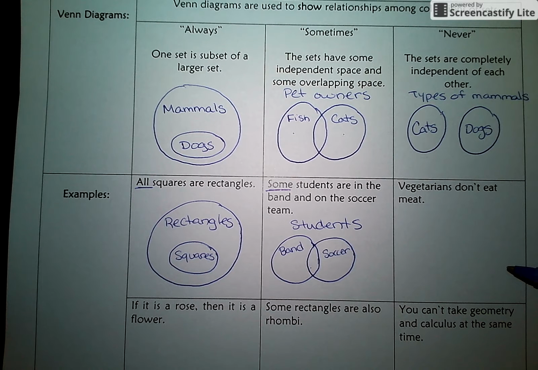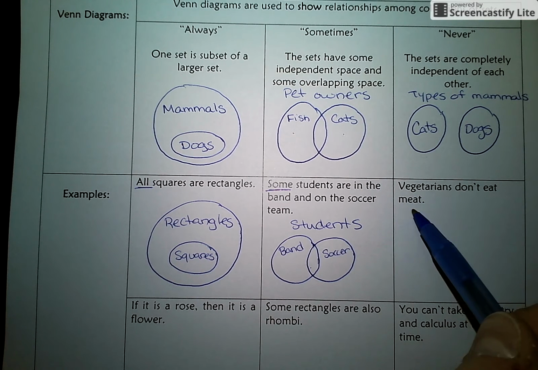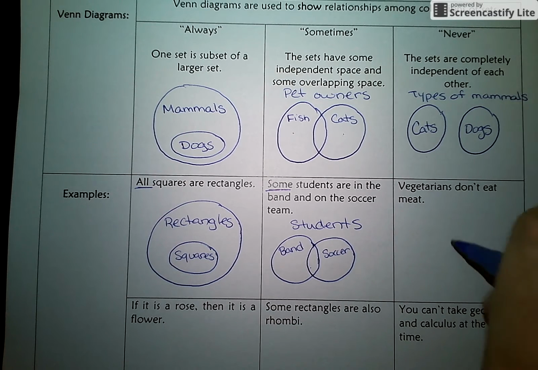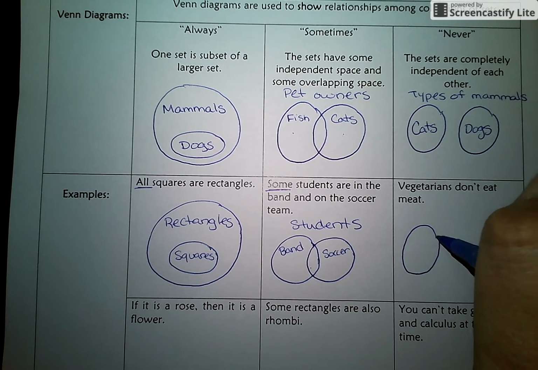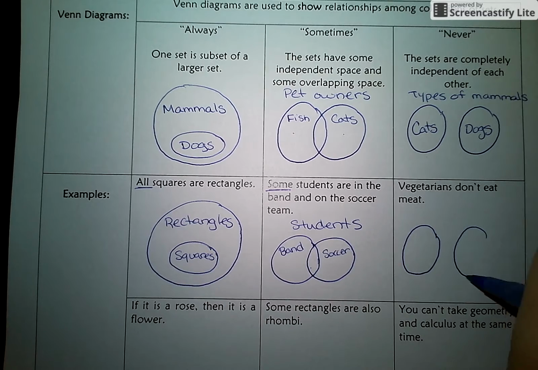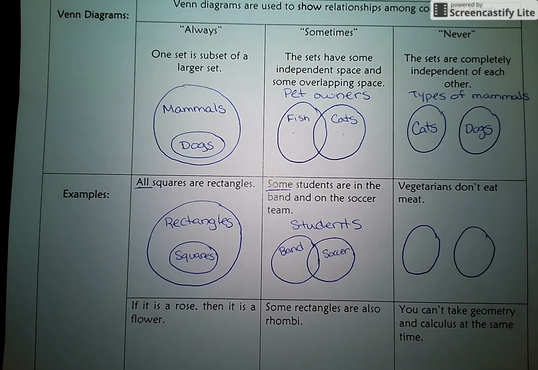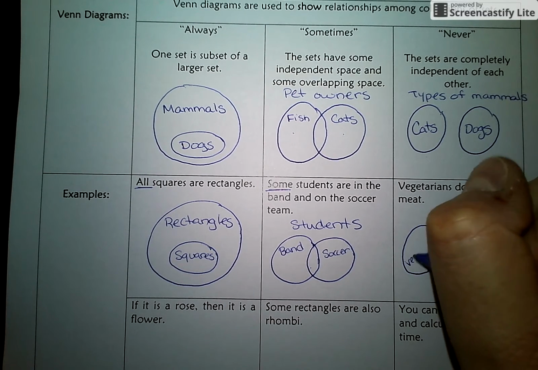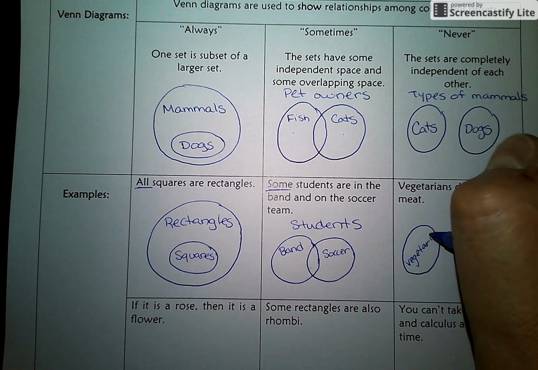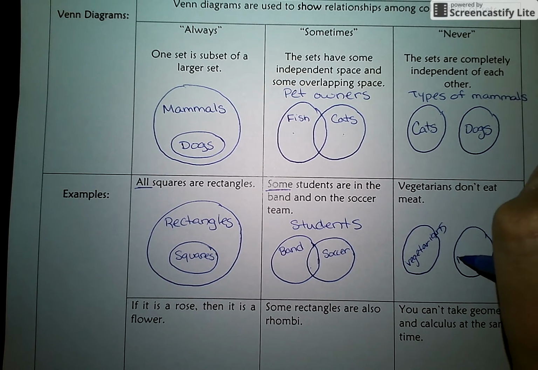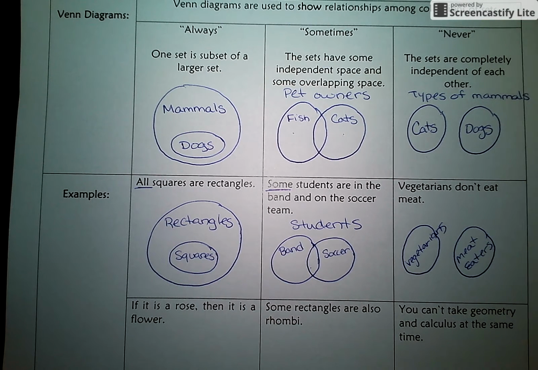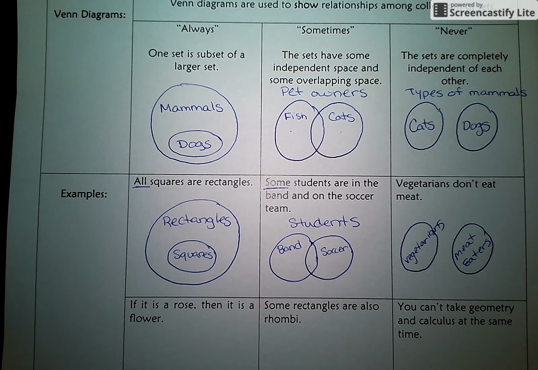I have a third example here. Vegetarians don't eat meat. Well, the two categories are vegetarians and people who eat meat. Vegetarians are completely separated from the category of people who eat meat. Therefore, the Venn diagrams will never cross each other.